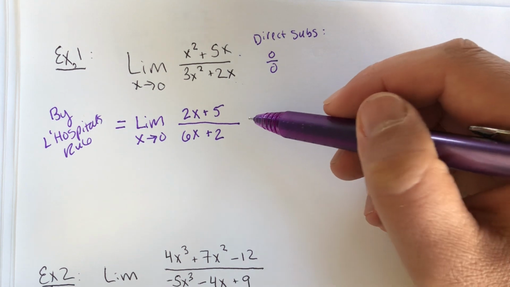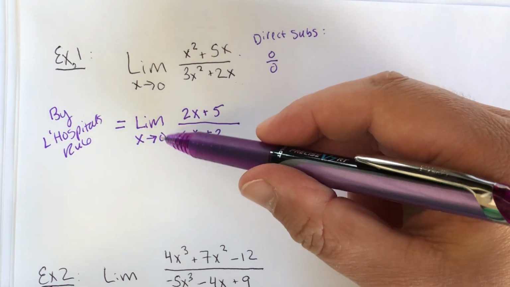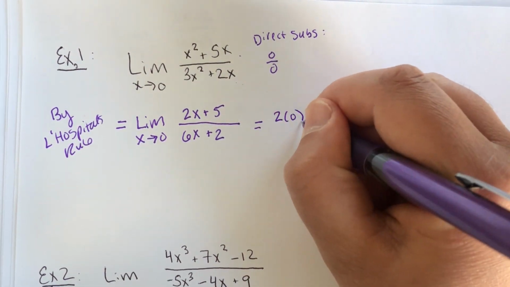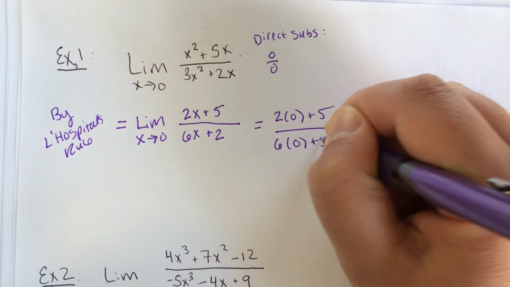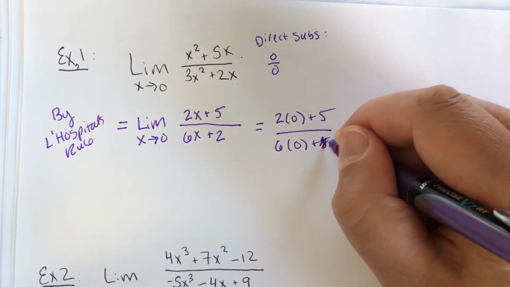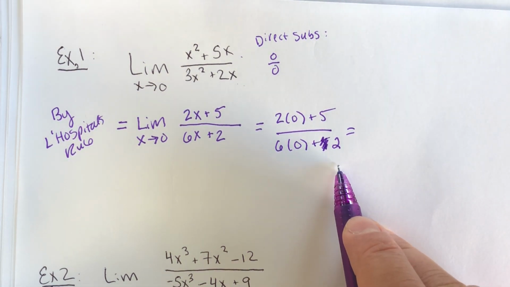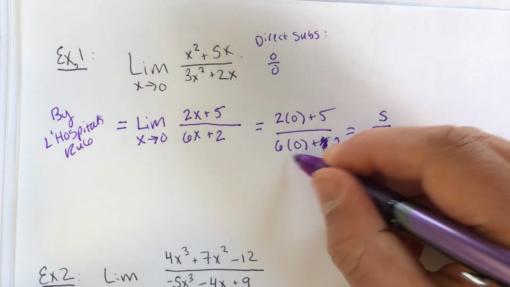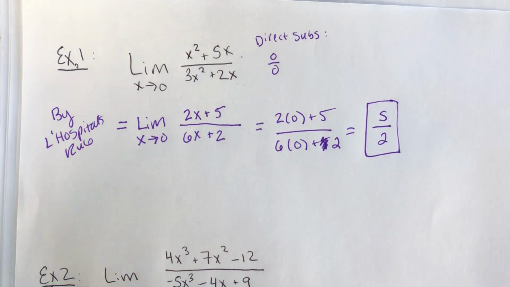Okay, so can we use direct substitution now? Does it work? Actually, yeah, it does, right? If we were to plug in x equals 0, we would get 2 times 0 plus 5 over 6 times 0 plus 5. Oh, sorry, my bad. It's 6x plus 2 on the bottom, not 6x plus 5. So this should be 6 times 0 plus 2 when we use direct substitution. Okay, so this is 0 plus 5 on top, which is 5, and 0 plus 2 on the bottom, which is 2. So this limit is 5 over 2.